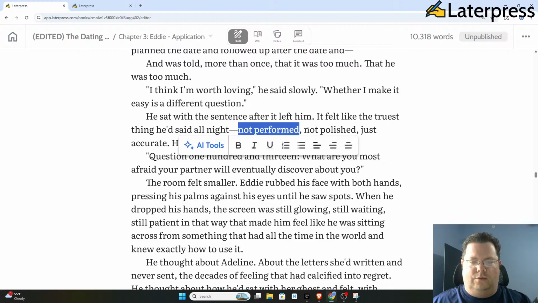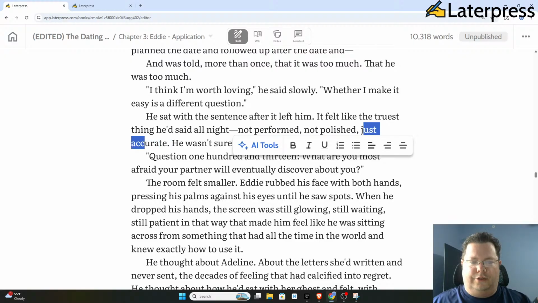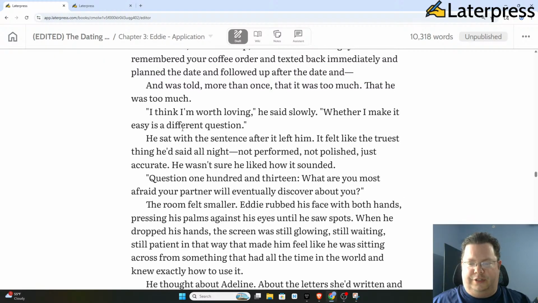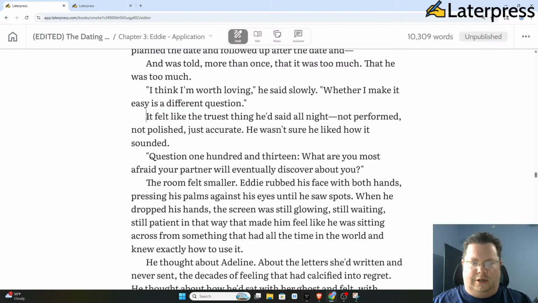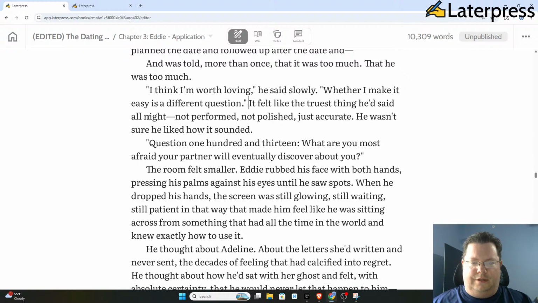And here again, 1, 2, 3. So I call those nearly 100% of the time because it's such a pattern. I think here I would cut this down to, it felt like the truest thing he'd said all night.